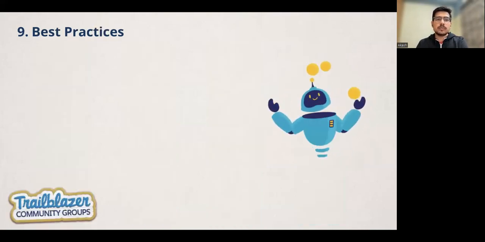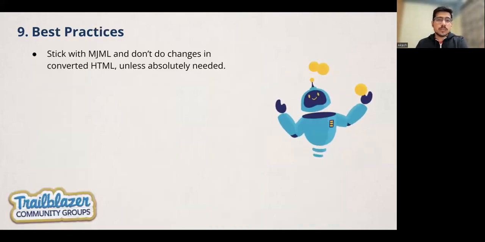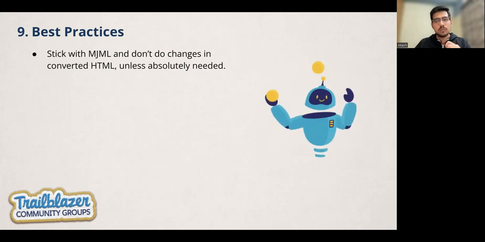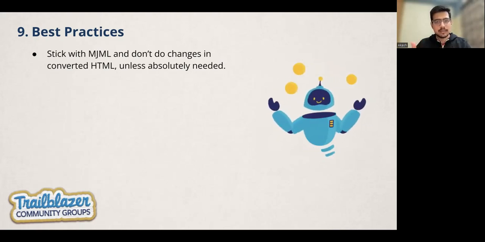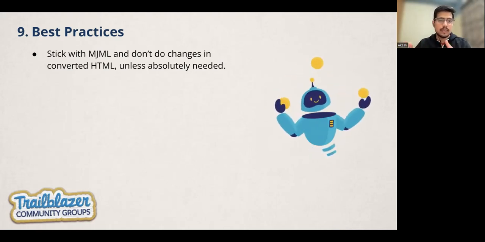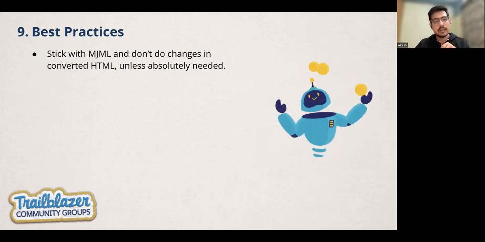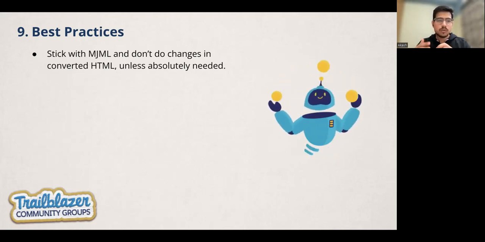Next, coming to the best practices. So the first best practice is that it's recommended that you always stick with MJML and don't directly go and make changes in the converted HTML. Okay. So whenever you are in your development phase or testing phase, whenever you come across any issue, you can check online if there's any solution for that using MJML first. Okay, so try to stick with that. If you don't find a solution, you can go to HTML.